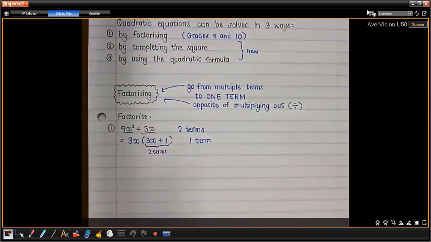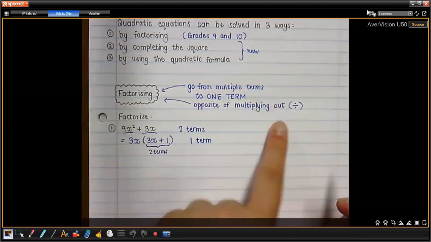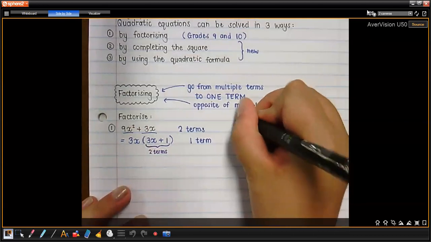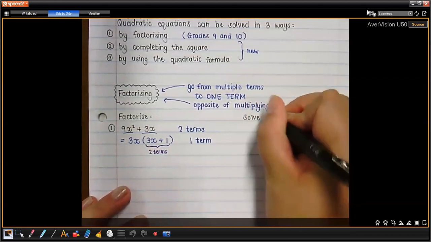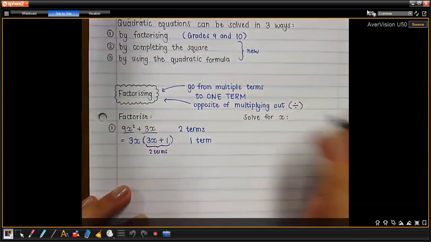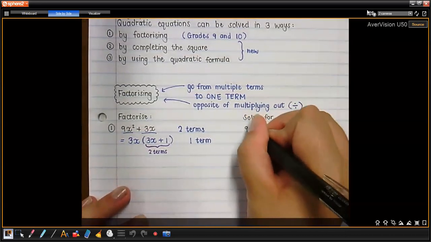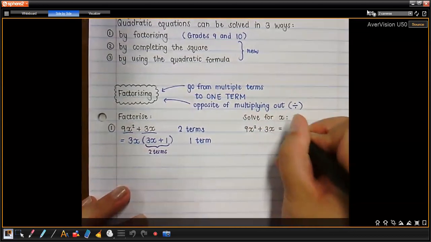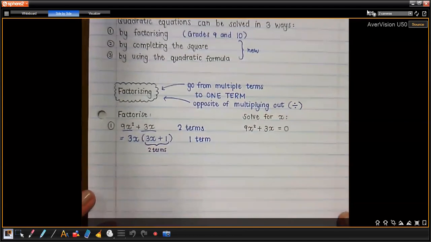Okay, now I don't know if you have space on the side. If you do, you can write it on the side. If you don't, you can just write it underneath. Now I'm going to change this question slightly, and I'm going to say, solve for x. I'm going to do the same expression, but I'm going to turn it into an equation by making it equal to.